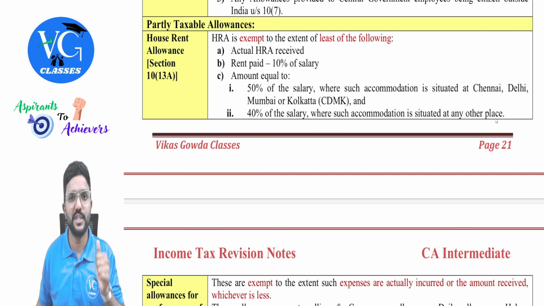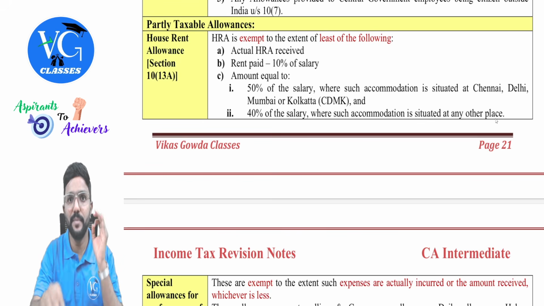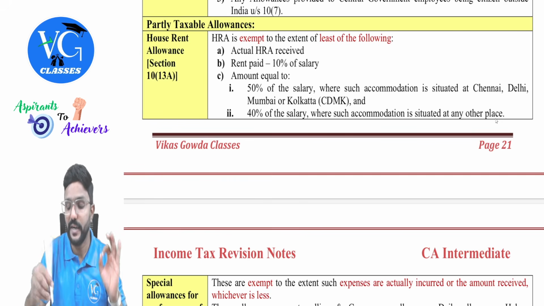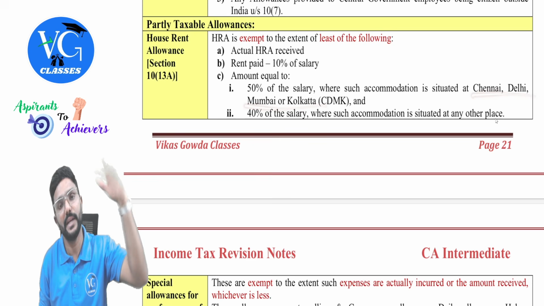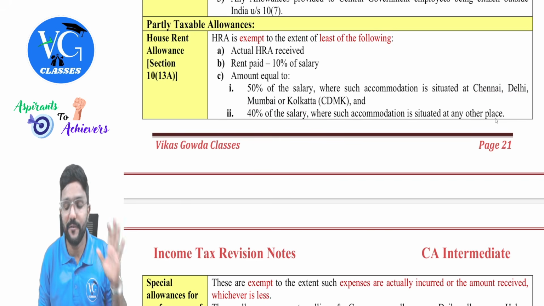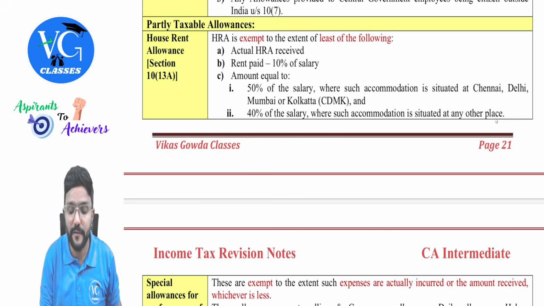So the full form is Chennai, Delhi, Mumbai, Kolkata. If accommodation is provided by the employer in these cities, then we need to take 50% of salary. In any other city, it is 40%. Please be careful, guys. It is only the particular city in the state. Don't take the entire state. For example, only if accommodation is provided in Chennai, it is 50%.